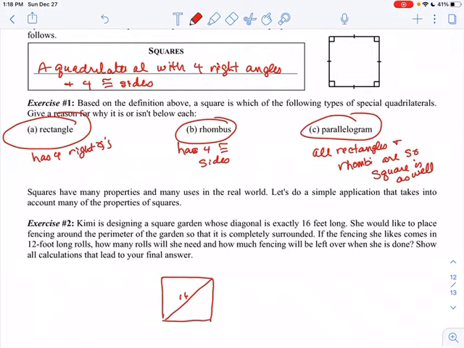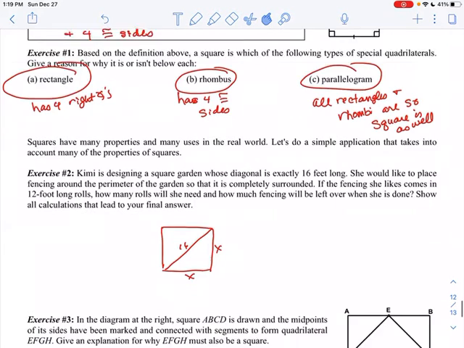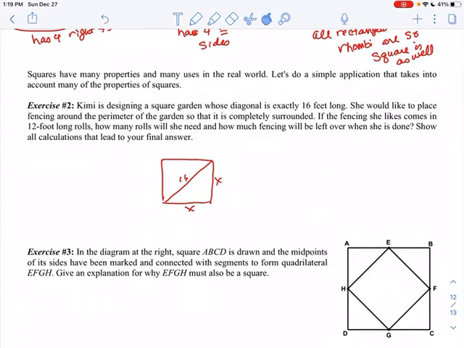She would like to place fencing around the perimeter of the garden so that it is completely surrounded. If the fencing she likes comes in 12-foot long rolls, how many rolls will she need and how much fencing will be left over when she is done? Show all calculations that lead to your answer. Well, she's going to put fencing around the outside, so basically I'm looking to find the perimeter. A square has all right angles, so I can use the Pythagorean theorem.